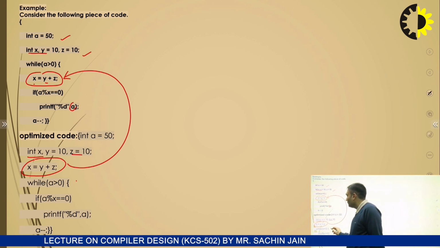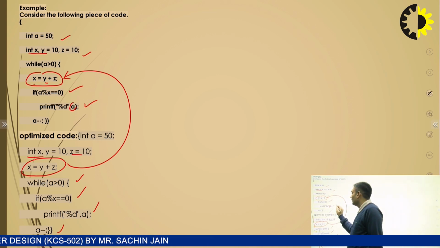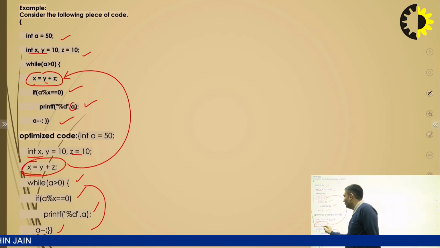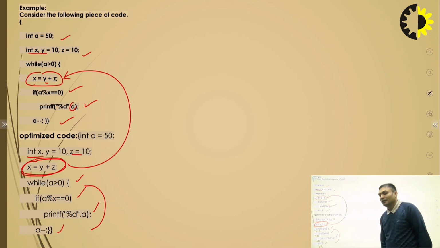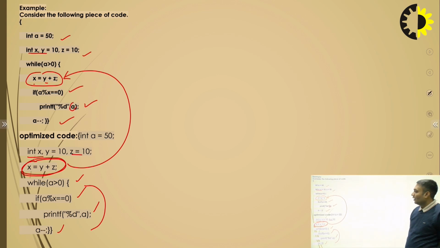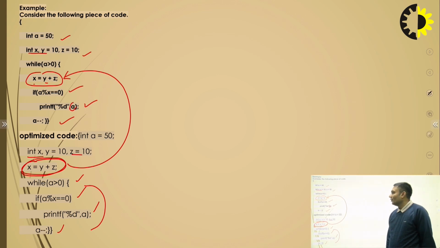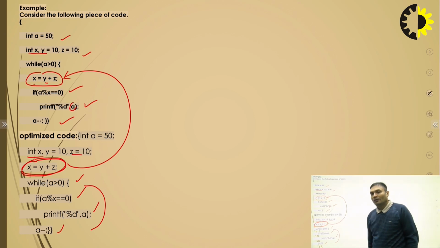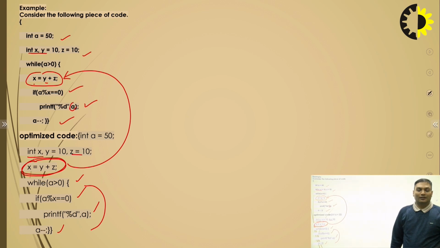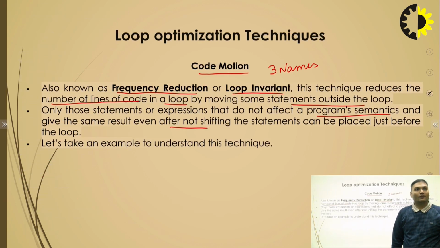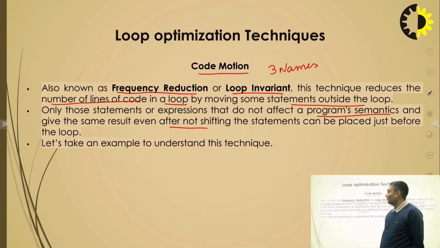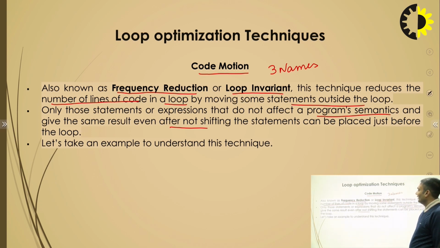Now the rest of the code is the same. So these are the three lines that are the same. I just write this statement just outside the loop. In this way, it will not affect the output of the program. It will not change the functionality of the code, and it will increase the speed of the computation. So this technique is called code motion, or you can say frequency reduction, or loop invariant.